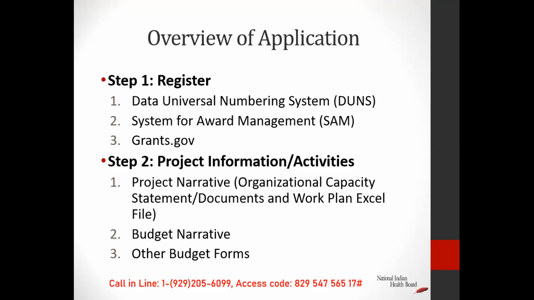We've structured this walkthrough in 3 different steps, and all 3 steps are required to submit a successful application. And so we're going to talk about step 1, registration, step 2, project information and activities, and then step 3, we're going to be walking through each of the required forms that are needed to submit. The forms are actually online at grants.gov, and some of the forms you'll need to find, print, sign, and then upload yourself as a PDF.